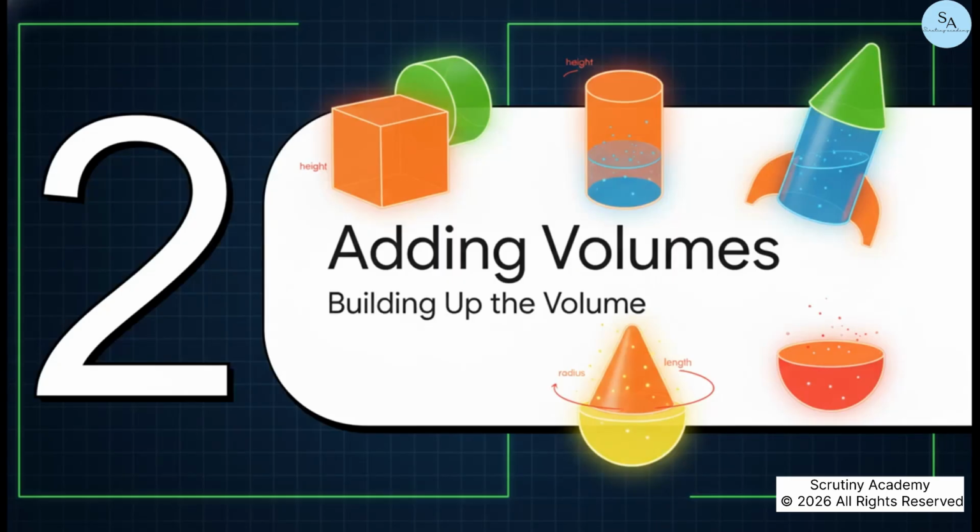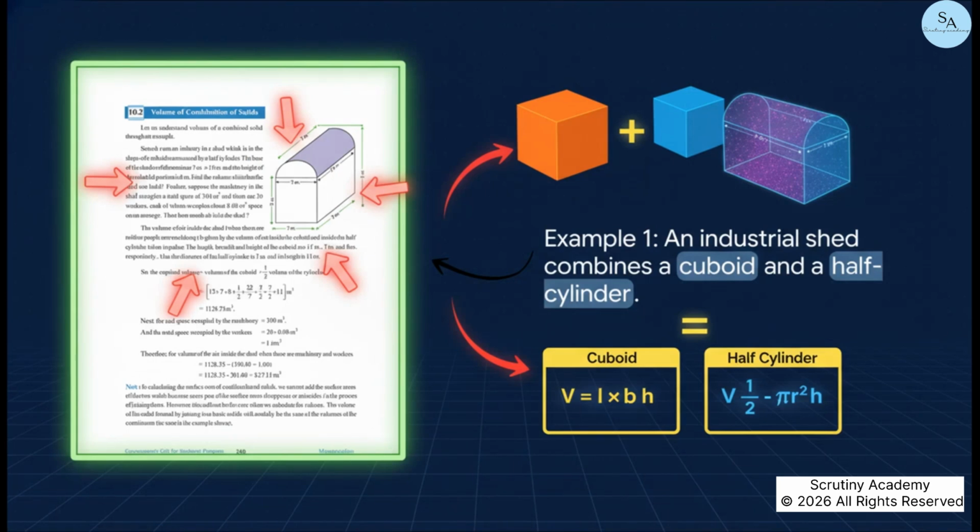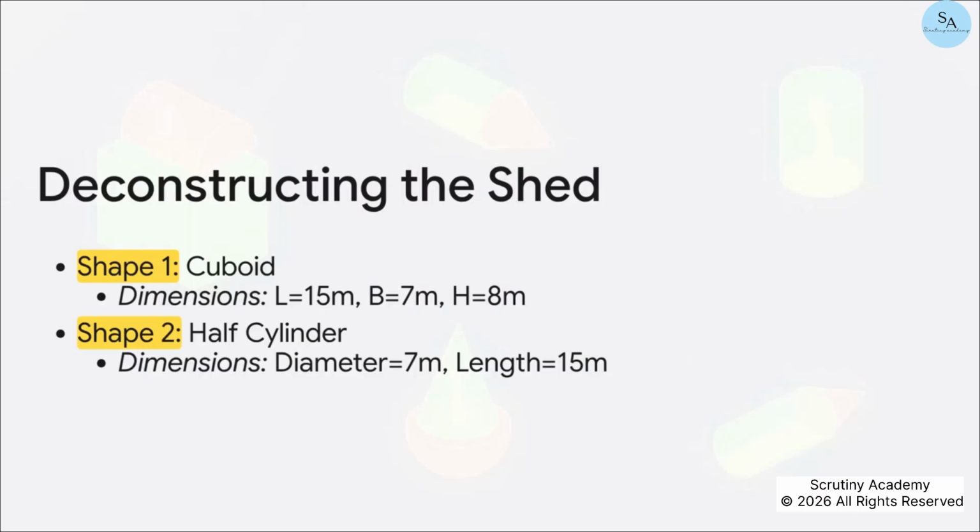So let's kick things off with the most common situation you'll face, building up the total volume by simply adding the parts together. Let's take a look at this industrial shed. This is a perfect real-world example. Just by looking at it, can you spot the two simple shapes that it's made of? Exactly. You've got a cuboid on the bottom and half a cylinder making up the roof. And the problem gives us everything we need to know, the length, breadth, and height for the cuboid, and the diameter and length for our half cylinder.